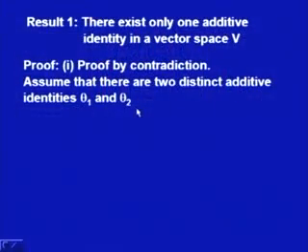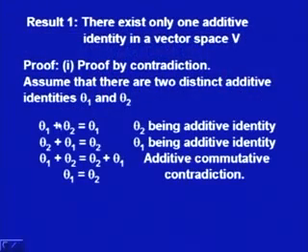Now to prove this, we prove it by contradiction. We assume that there are two distinct additive identities, theta 1 and theta 2. So theta 1 plus theta 2 is equal to theta 1, because theta 2 is an additive identity. When the additive identity is added to theta 1, we have theta 1. But theta 1 is also an additive identity, so theta 2 plus theta 1, being an additive identity added to theta 2, will not change theta 2. So theta 2 plus theta 1 is equal to theta 2 when theta 1 is considered as the additive identity.